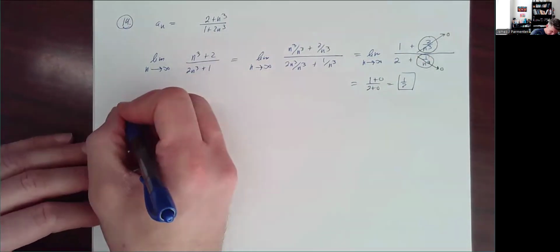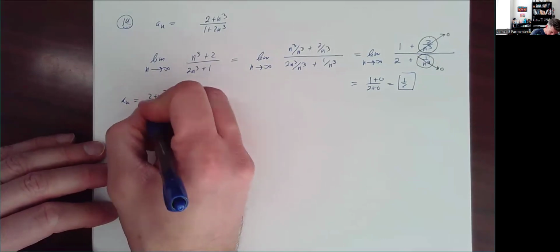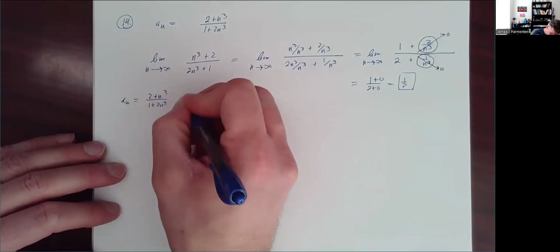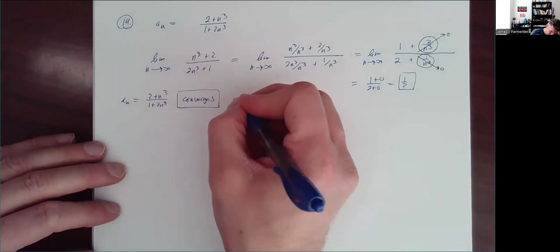So we would say that this sequence, a sub n equals 2 plus n cubed over 1 plus 2n cubed, converges, and it converges to the value of 1/2.